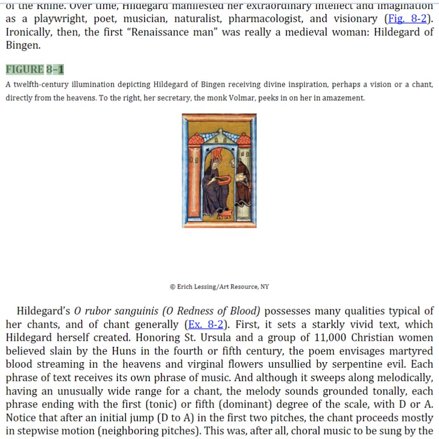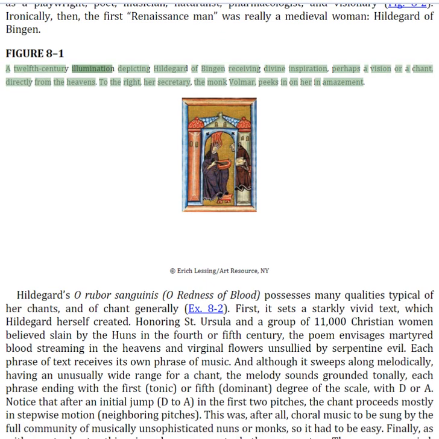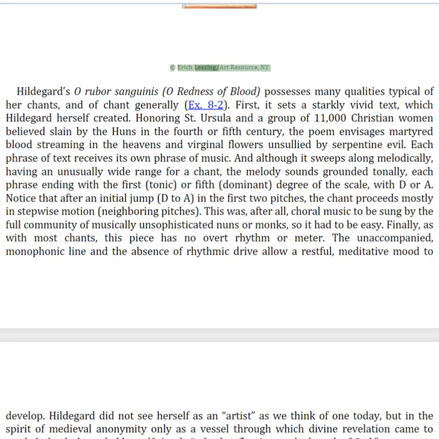Figure 8:1. A 12th century illumination depicting Hildegard of Bingen receiving divine inspiration, perhaps a vision or a chant, directly from the heavens. To the right, her secretary, the monk Volmar, peeks in on her in amazement. Copyright Eric Lessing, Art Resource, New York.